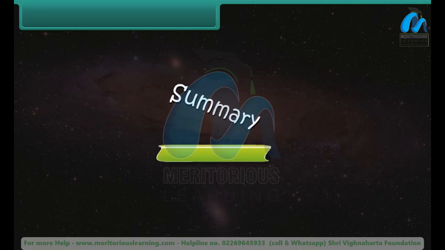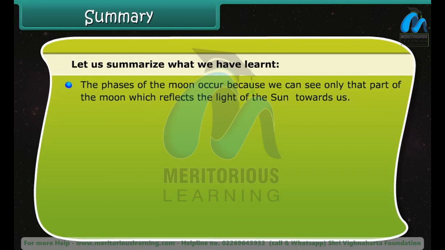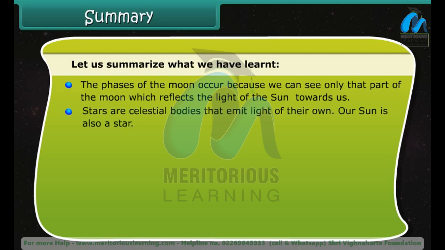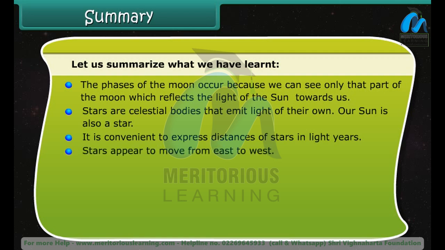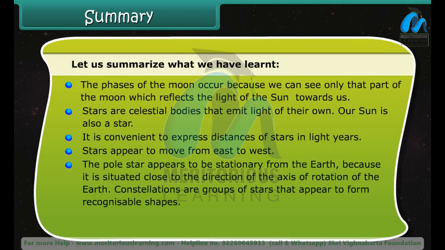Summary. Let us summarize what we have learned. The phases of the moon occur because we can see only that part of the moon which reflects the light of the sun towards us. Stars are celestial bodies that emit light of their own. Our sun is also a star. It is convenient to express distances of stars in light years. Stars appear to move from east to west. The pole star appears to be stationary from the earth because it is situated close to the direction of the axis of rotation of the earth.